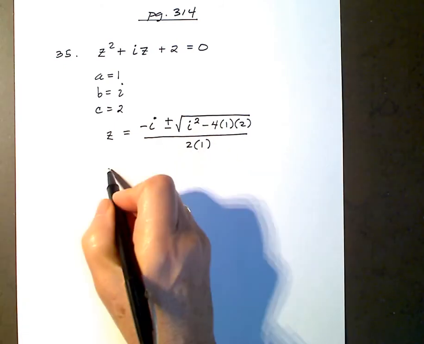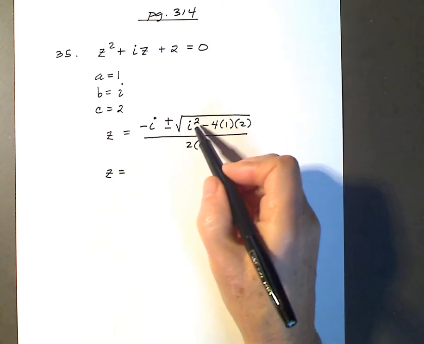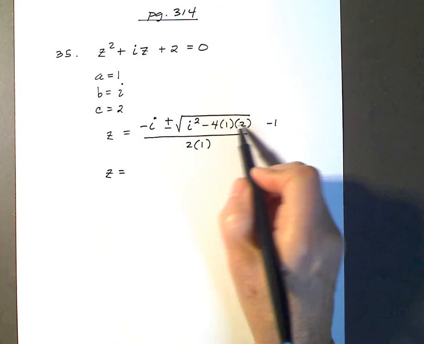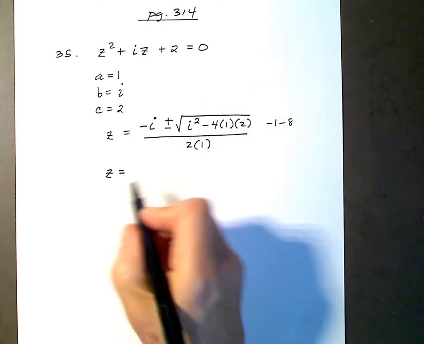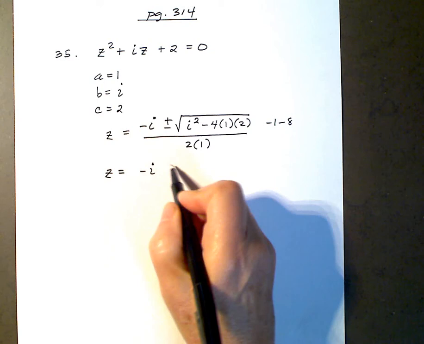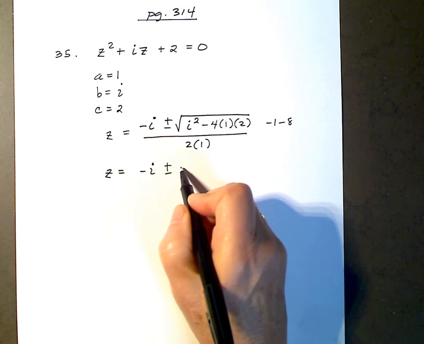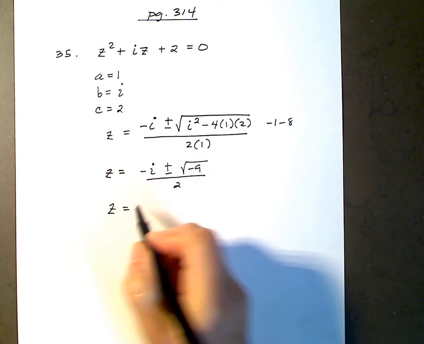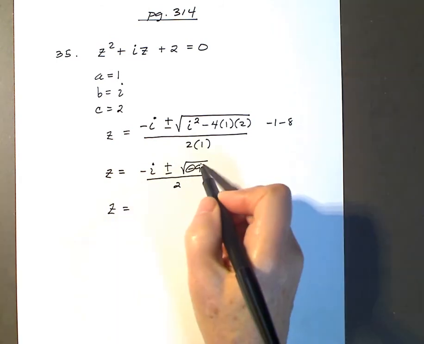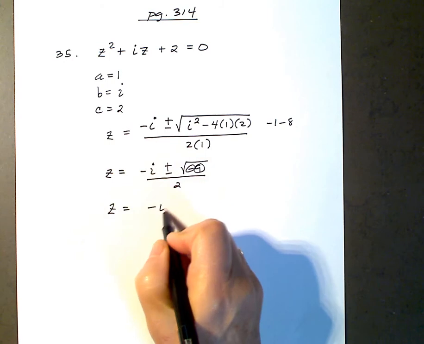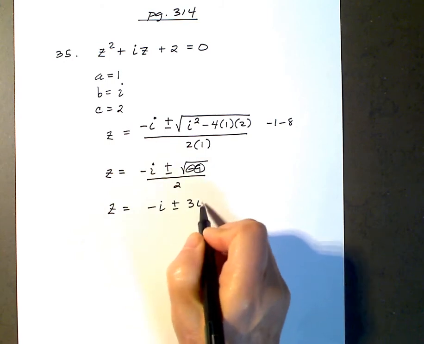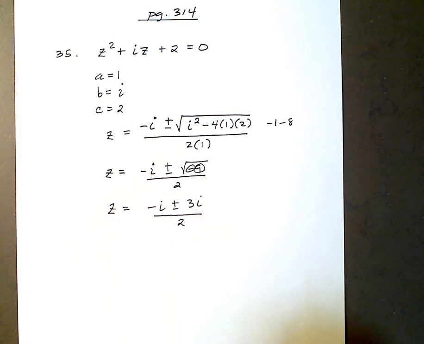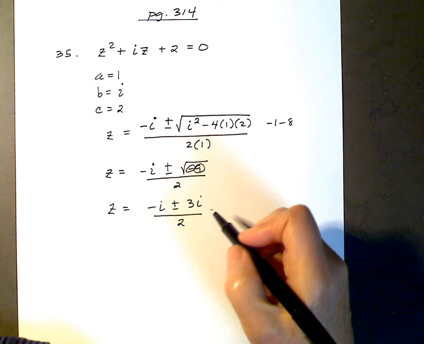So cleaning this up, under here, the i squared is negative 1, and I'm subtracting 4 times 2, so minus 8. So I'm going to have negative i plus or minus the square root of negative 9 all over 2. Okay, so the square root of negative 9, I'm going to have an i come out and a 3. So I get negative i plus or minus 3i all over 2.